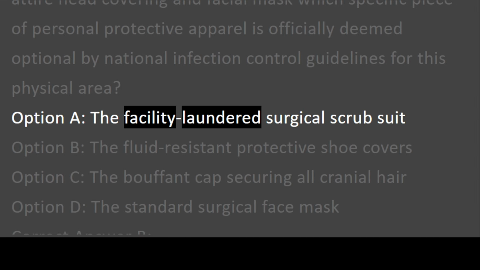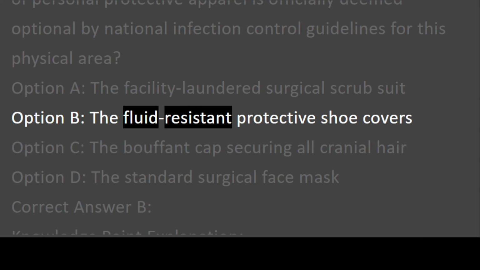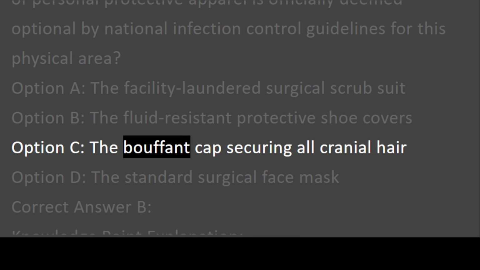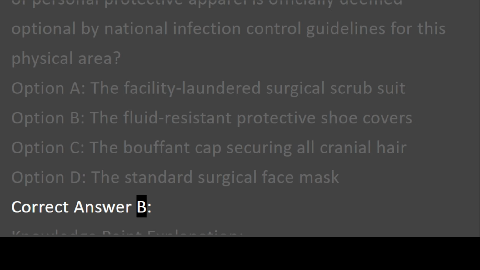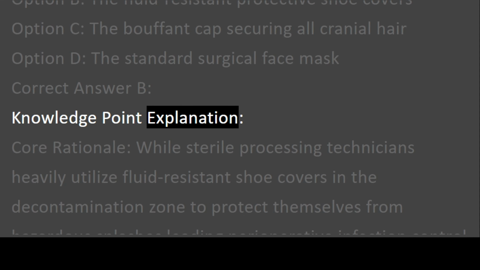Option A, the facility-laundered surgical scrub suit. Option B, the fluid-resistant protective shoe covers. Option C, the bouffant cap securing all cranial hair. Option D, the standard surgical face mask. Correct answer B. Knowledge point explanation.